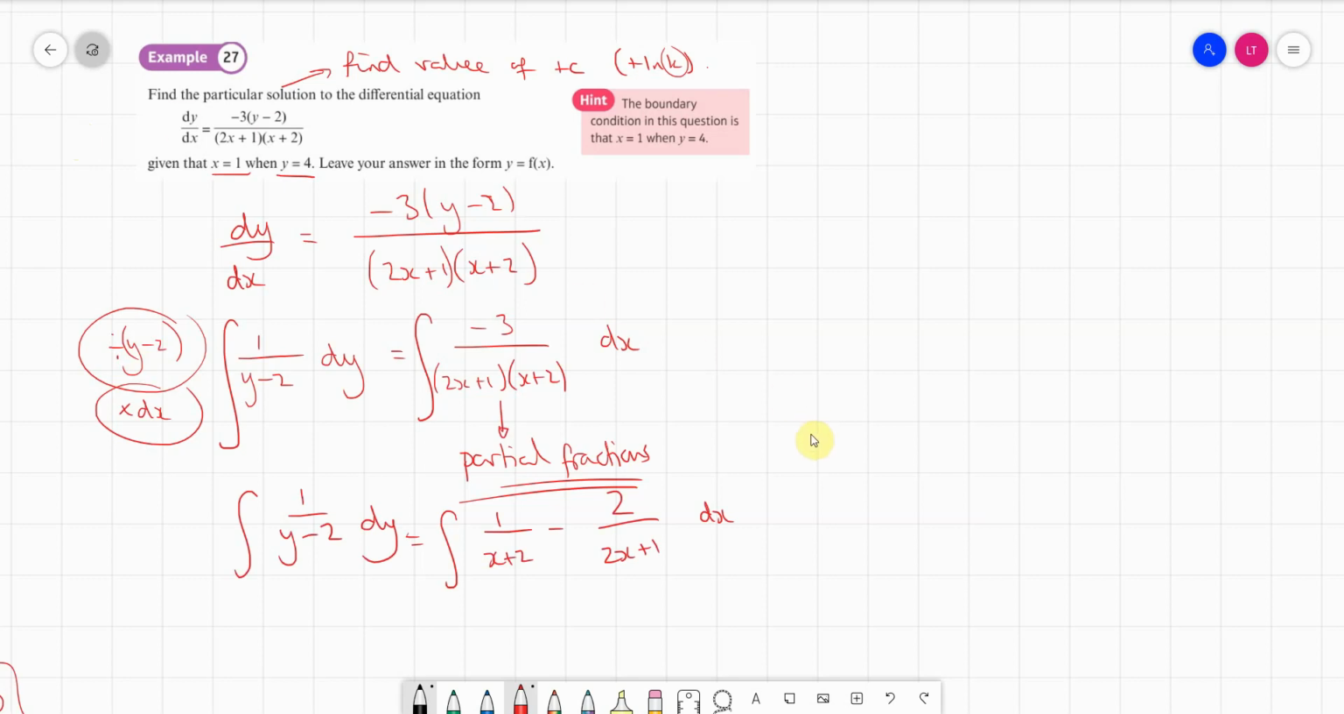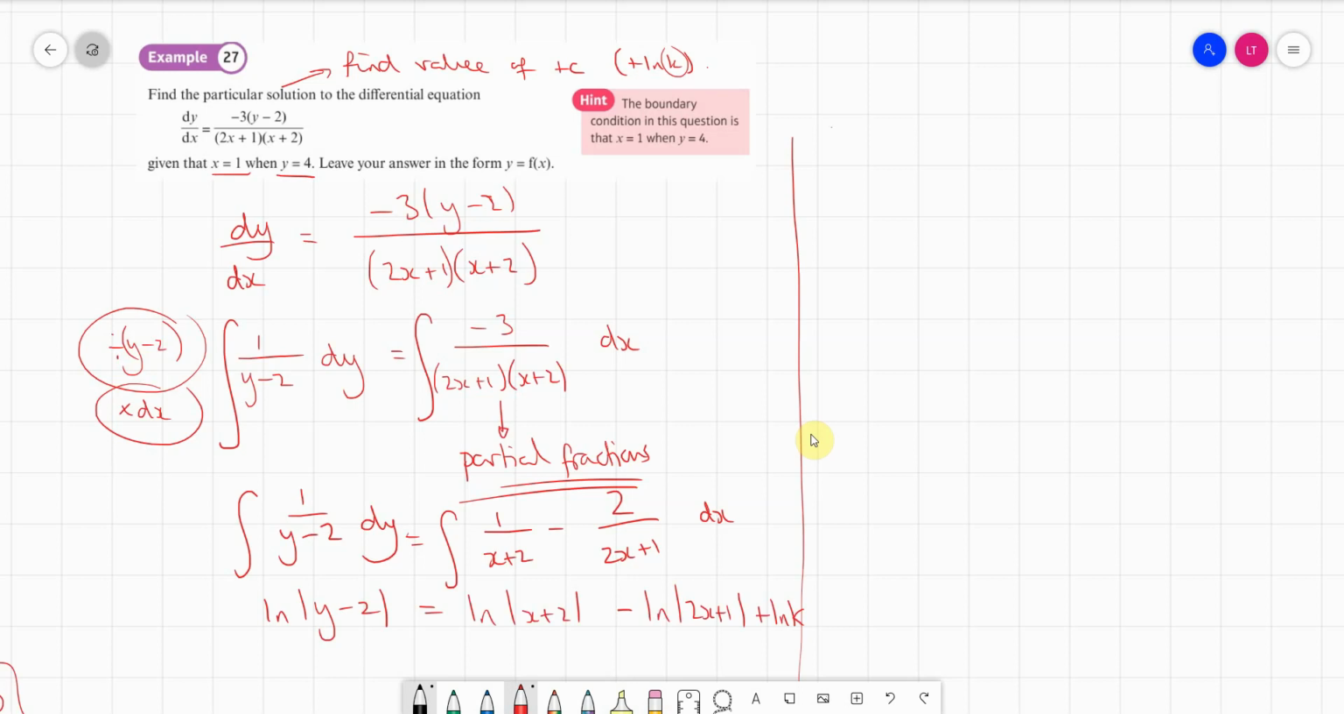What I want to do from there is integrate now. So this is going to get me ln y minus 2. This is going to get me ln x plus 2. Subtraction, sorry. That should be a subtraction. Get the rubber. Subtract. This is ln 2x plus 1. And then for my plus c, I'm going to write plus ln k, because ln k is just a number. C is just a number. Makes no difference which one we use.